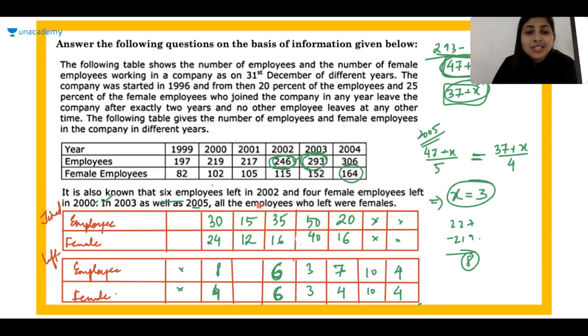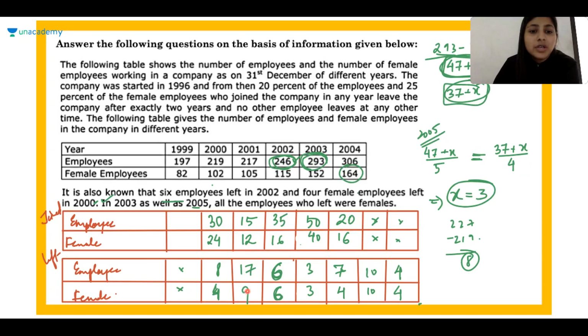If 15 joined, this number should have increased, but rather it has decreased by 2. It means 17 would have left. Here also, if the number is 102, after 12 joining, it should have become 114. Rather, it became 105, which means 9 employees left.